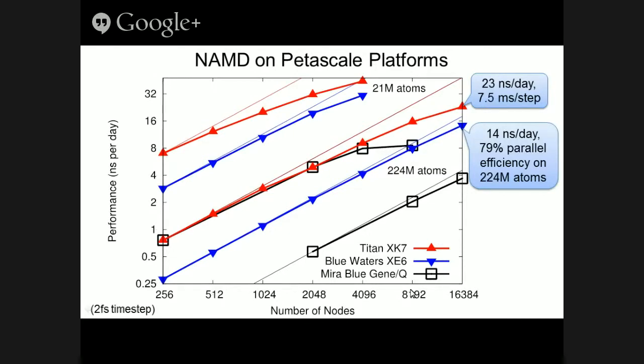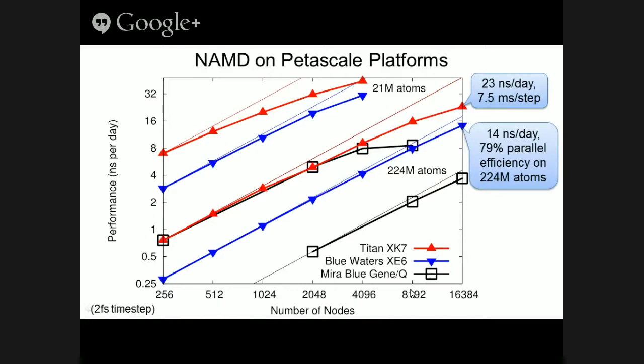So this is running on Titan in red, Blue Waters in blue, and the Mira Blue Gene Q up at Argonne in black. Note this is number of nodes. Titan and Blue Waters are sort of our main production platforms. I actually had to get some emergency access from Benoit Roux to even run these benchmarks on Blue Gene Q, but it works very well. It's easy to scale well when your processors are slow and your network is fast.